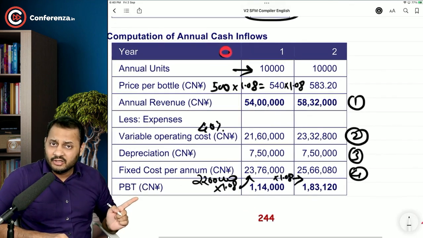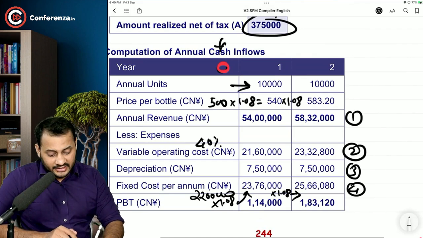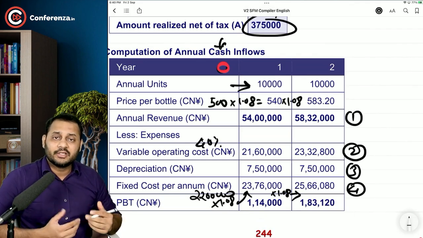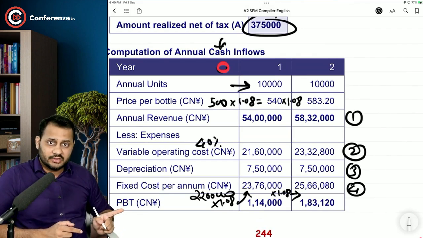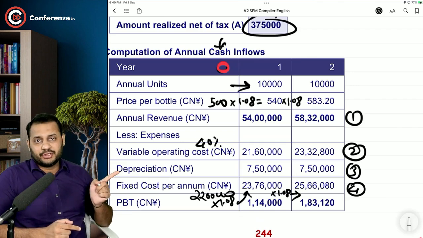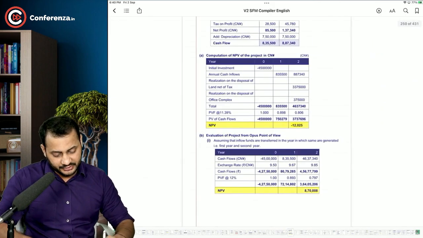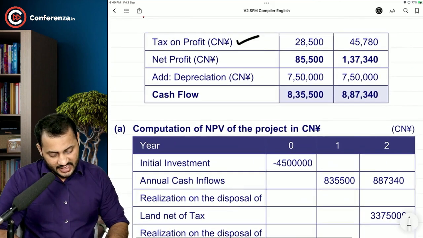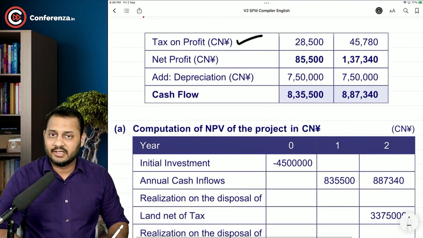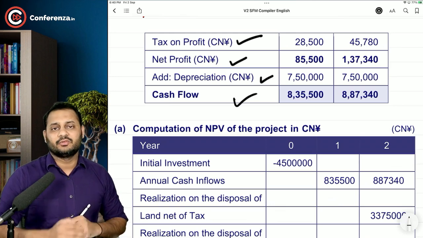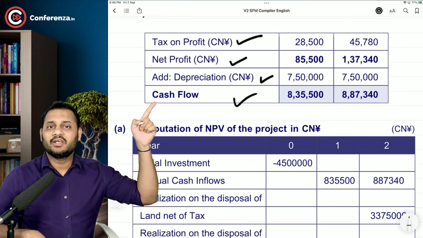Is this the end? No, sir. We have to calculate cash flow. What exactly are we expected to do? Deduct tax out of this, calculate profit after tax, and add back depreciation. See on the next page. We deducted tax, profit after tax, added depreciation, and this is the cash flow. So this is the cash flow that we are going to discount.